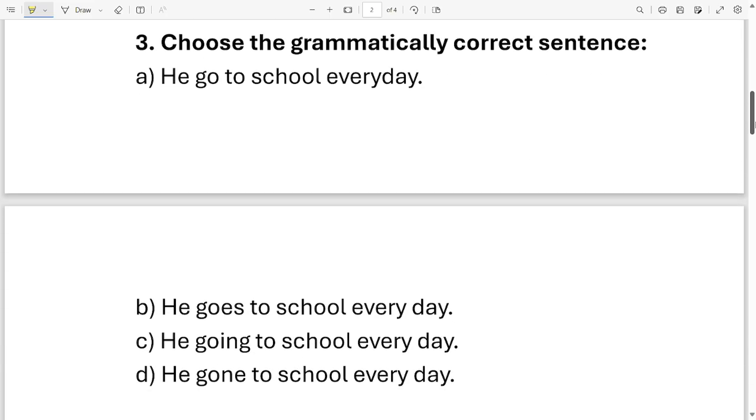Next question. Choose the grammatically correct sentence. These are the 4 options. He go to school every day. Next, he goes to school every day. Next, he going to school every day. And the last, he gone to school every day. Now you have to identify which sentence is grammatically correct. Is it option A, B, C or D? Which one is the correct sentence? It is option B. He goes to school every day.